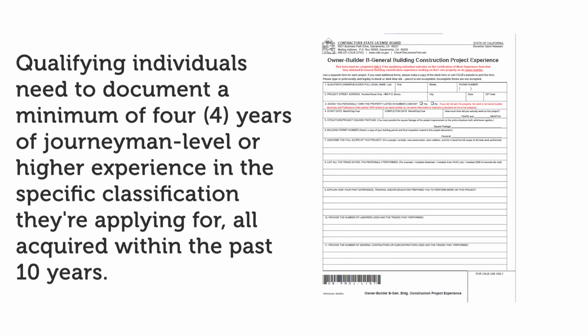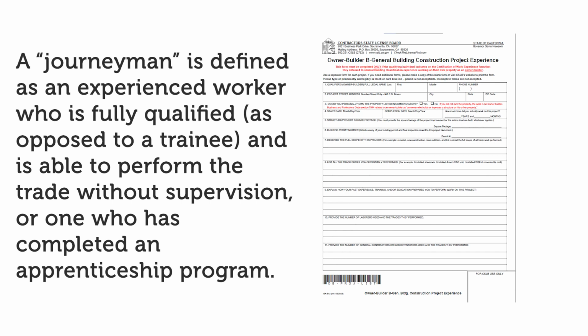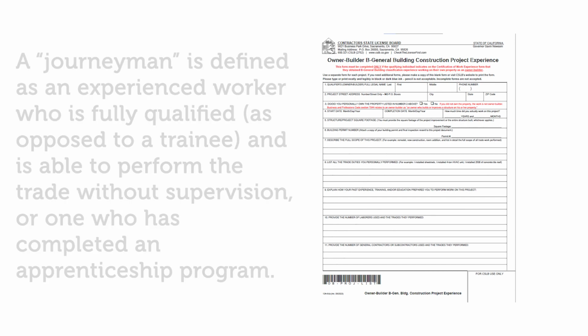Qualifying individuals need to document a minimum of 4 years of journeyman level or higher experience in the specific classification they're applying for, all acquired within the past 10 years. The experience must be at no less than a journeyman level or as a foreman supervising employee, contractor, or owner-builder. A journeyman is defined as an experienced worker who is fully qualified, as opposed to a trainee, and is able to perform the trade without supervision, or one who has completed an apprenticeship program.